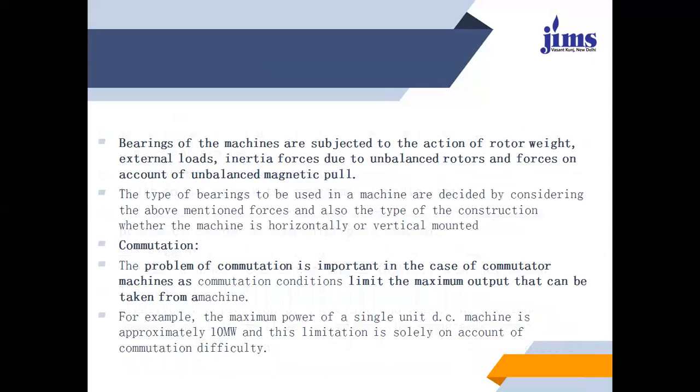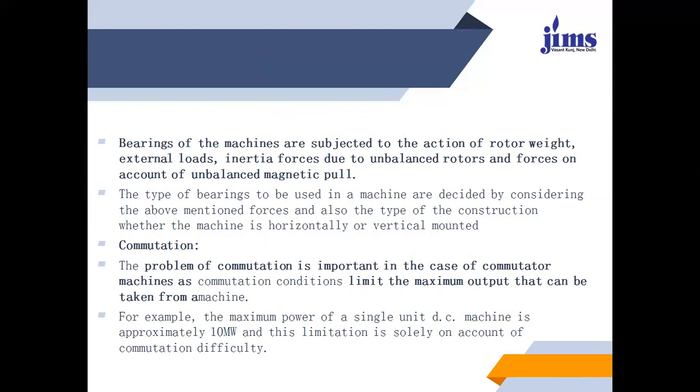Bearings of the machines are subjected to the action of the rotor weight. The capability of the bearing will be defined by the rotor weight. What will be the weight of the rotor? What type of external loads are there? Inertia forces due to unbalanced rotors and forces on account of unbalanced magnetic poles are there. The type of bearing to be used in a machine is decided by considering the above-mentioned forces and also the type of construction, whether the machine is horizontally or vertically mounted in nature.